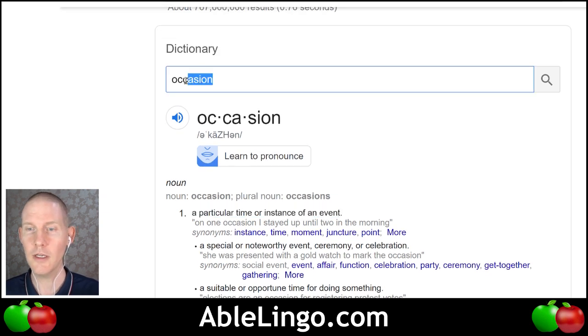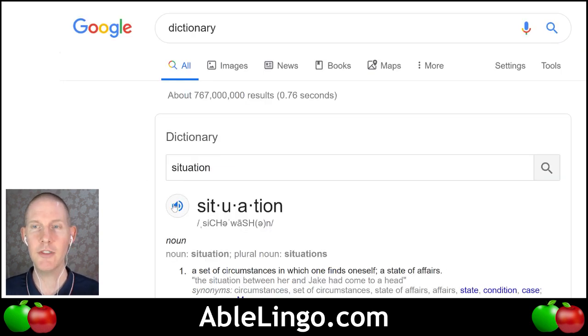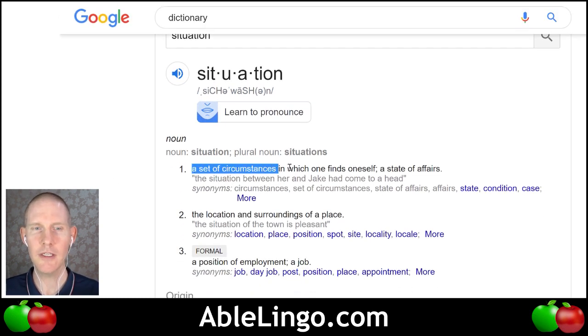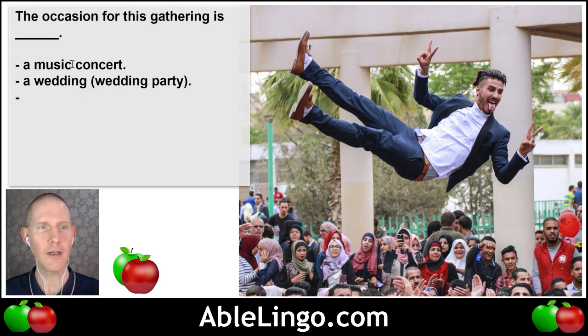Now let's put in situation. See what happens. All right, pronunciation? Situation. Situation. Situation. A set of circumstances in which one finds oneself. A state of affairs. So the occasion could be a wedding. It's the event. The situation could be that we're at a wedding party, it's going to rain, people are happy, there's loud music. So the situation has a lot of things in it. An occasion is just the one reason for being there. Hopefully that explains it. Similar, but good vocabulary. Good question.